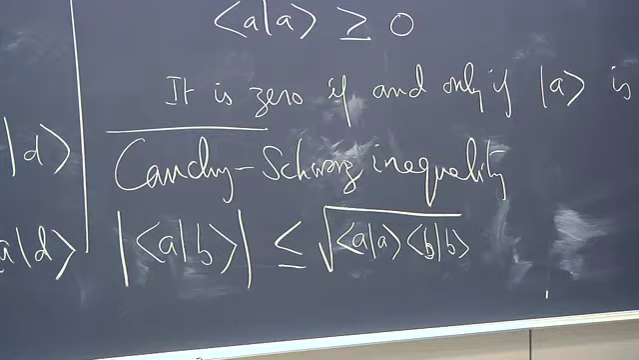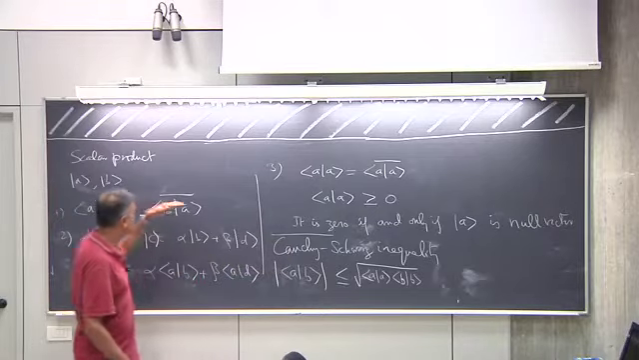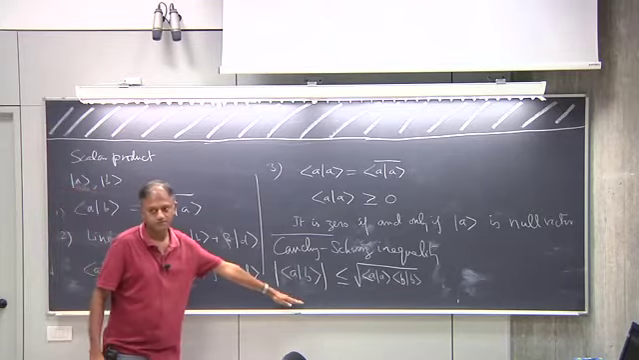It will be equal only if they are parallel or anti-parallel, right? Only in that case. Otherwise, it will always be strictly less. So this is just that. You see, what we are saying is that with these definitions, it follows this property.